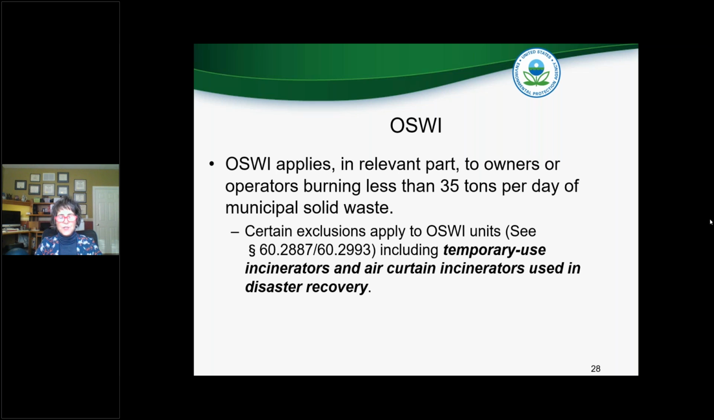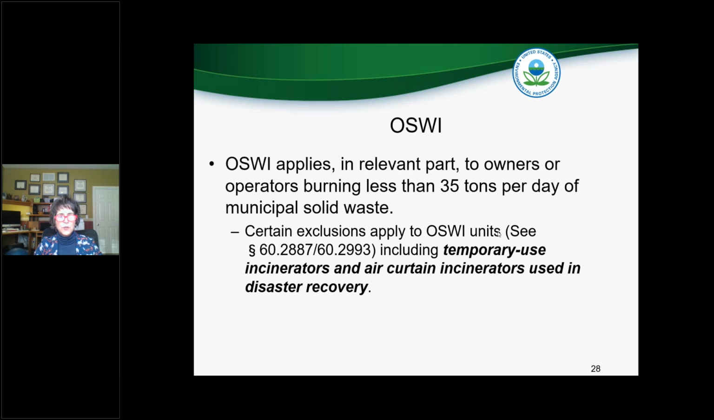But during a community disaster, you're likely to be combusting debris that was generated in a larger area. It's not generated at your prison or at your municipal center or at your school. It's been generated in the community, and therefore, if you're going to combust that waste in an OSWI unit, it's going to be subject to the 35 ton per day limit of municipal solid waste.